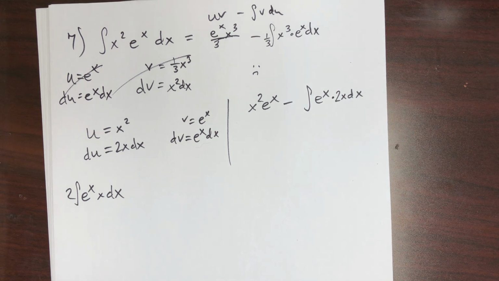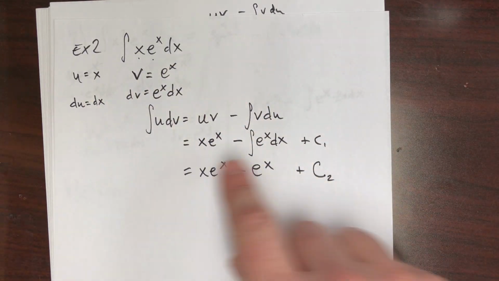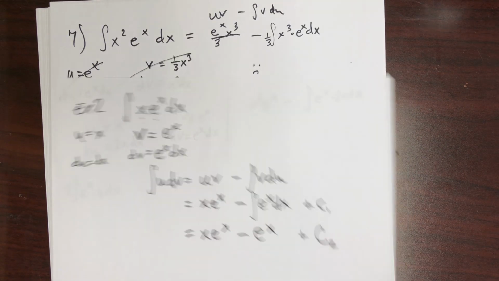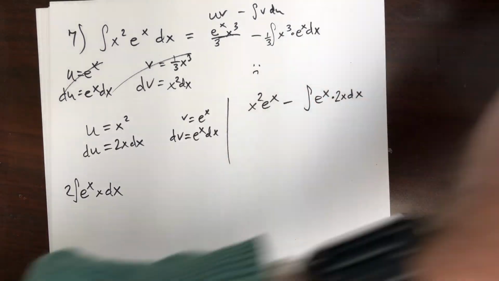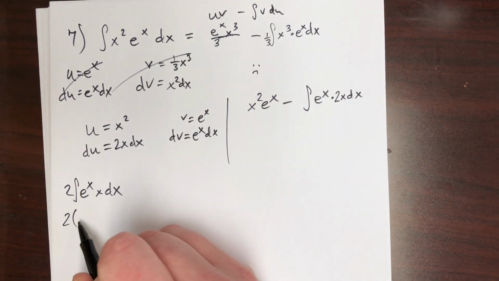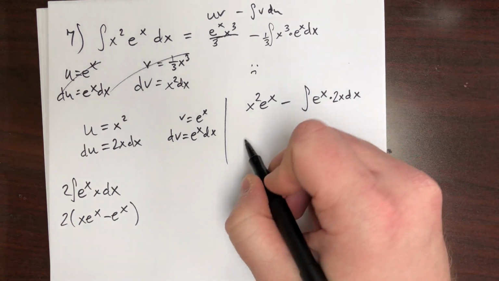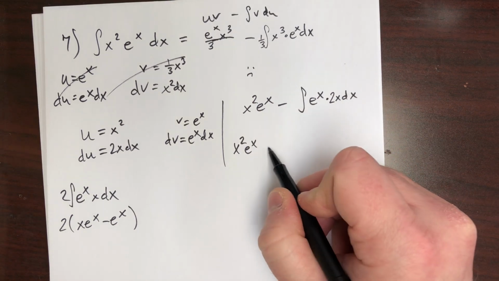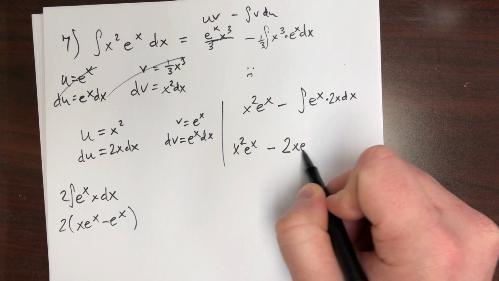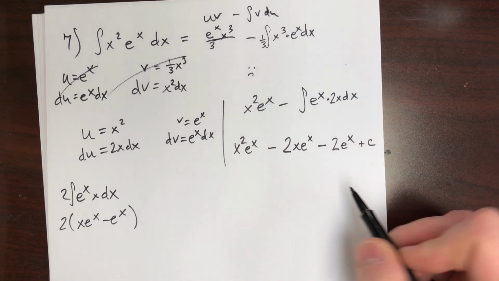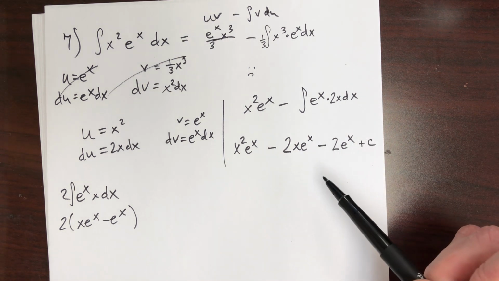I got that. So you can always do that, you know. If you remember the result, you don't have to redo the work. So it's going to be 2 times x e to the x minus e to the x. And there will be a plus c, we'll write that at the very end. So I got x squared e to the x minus 2x e to the x plus 2 e to the x. And I'll throw the plus c on the end there. So there we go.